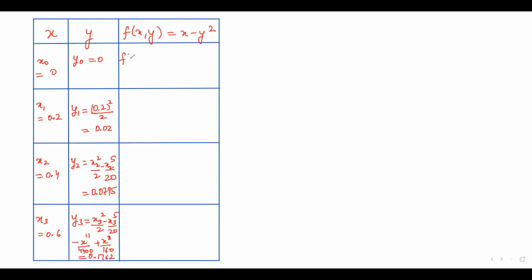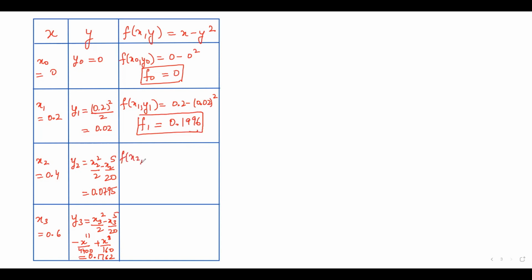Now, need to find out the f. So f of x naught y naught would be 0 minus 0 square. So my f naught is 0. Okay, so I'll be using these values. Now f of x1 y1 would be 0.2 minus 0.02 whole square. So after solving this, my f1 is coming out to be 0.1996. So this is my f1.